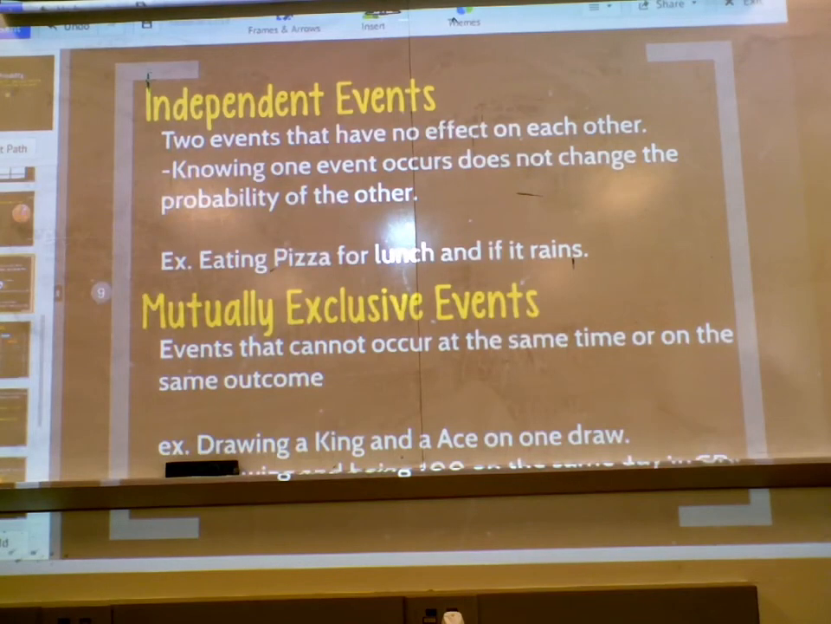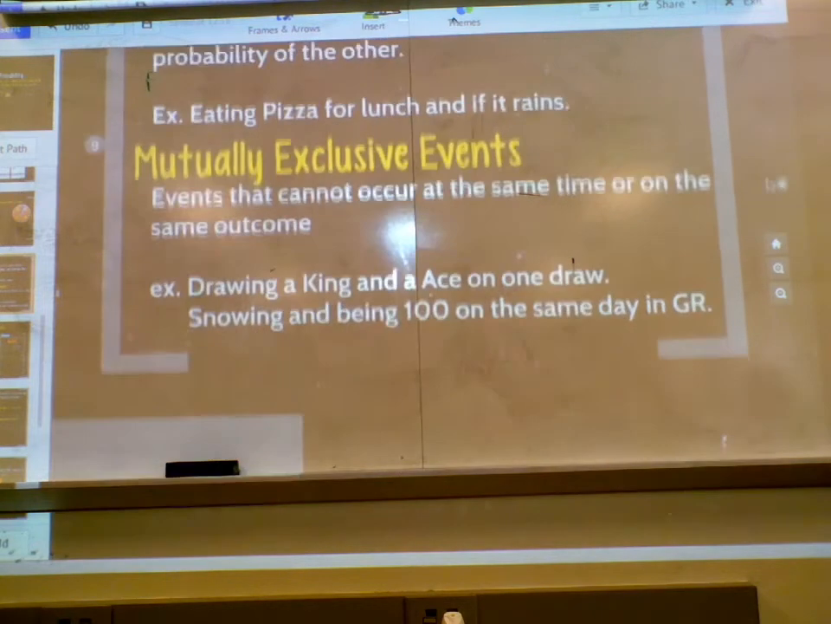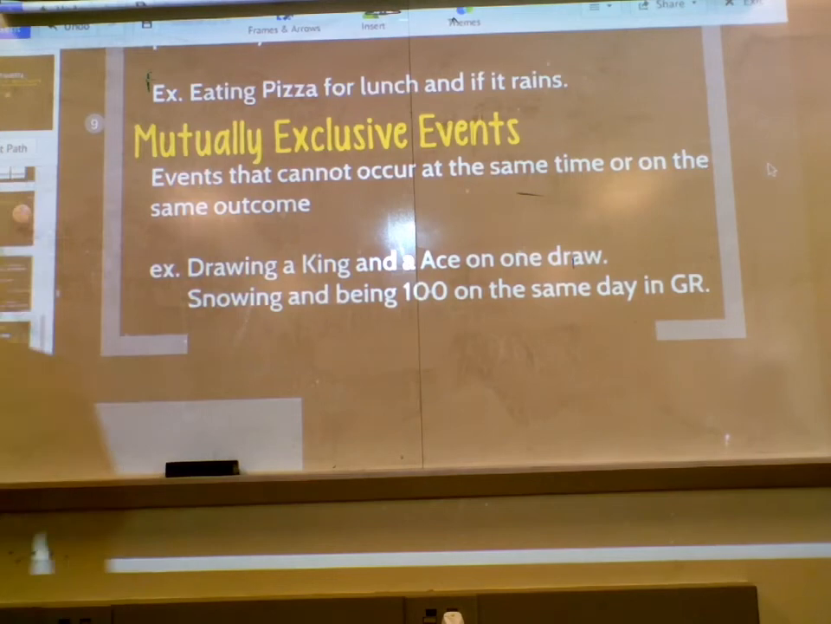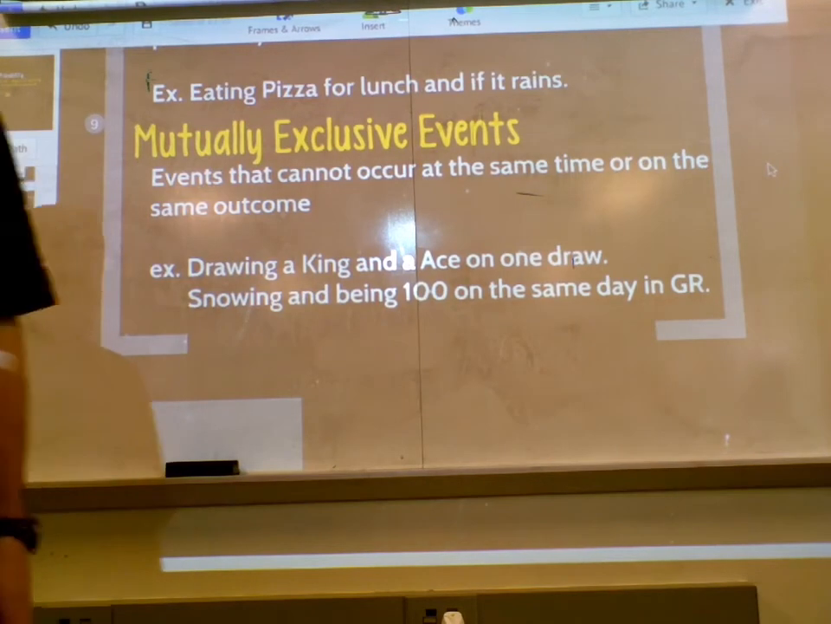Alright. Any questions about independent events? Does it make sense? Yeah. Okay. Next type: mutually exclusive events. Mutually exclusive events are events that cannot occur at the same time or on the same outcome. So for example, if I flip a coin, can it be both heads and tails? No. If I draw a card from a deck, can I draw an ace and a king on the same draw? No. Okay.